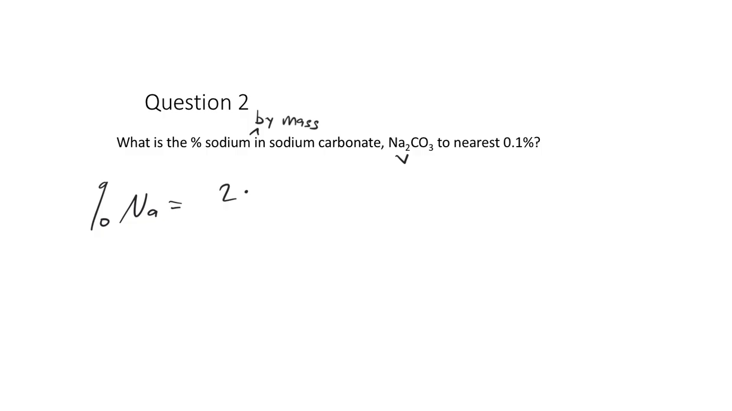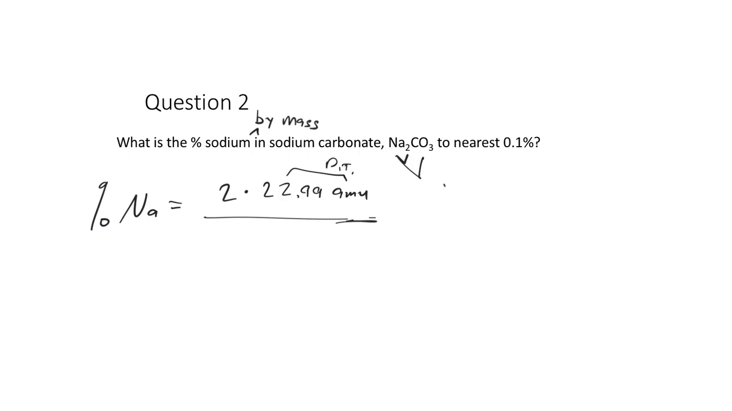And so that is 22.99. And then divide by the formula weight. Again, I'm getting the atomic weight of sodium from the periodic table, and then I divide that by the entire formula weight. So let me do this on the side here: 2 times 22.99 plus 12.01 for carbon plus 16.00 times 3 for the oxygens.